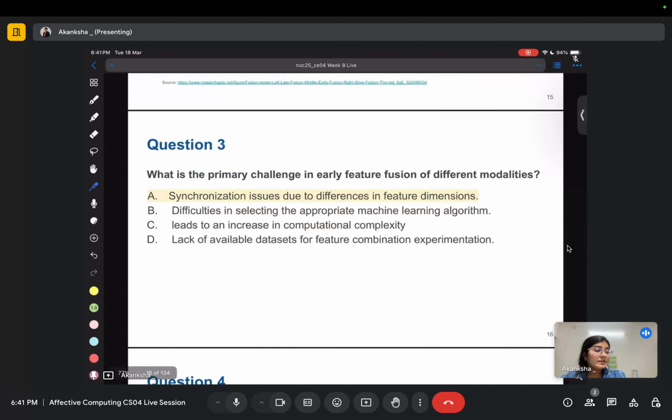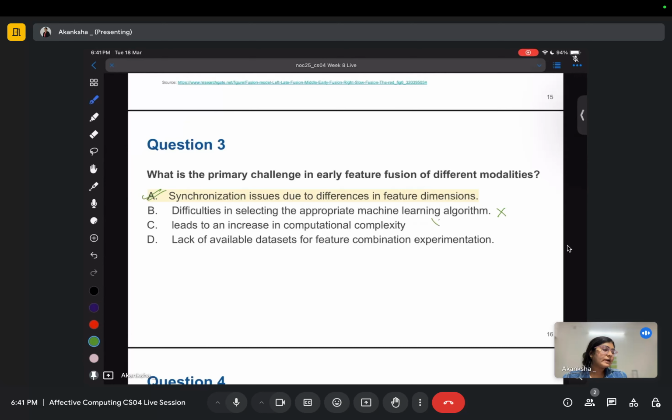So the primary challenge becomes synchronization issues due to differences in feature dimensions. Yes, this is true. Difficulties in selecting the appropriate ML algorithm? No, the ML algorithm is totally your choice, whatever algorithm you want to use. So this is false. Then, it leads to an increase in computational complexity. Of course, early fusion, any fusion technique for that matter, will increase the computational complexity, but it is not the primary challenge associated with early feature fusion.